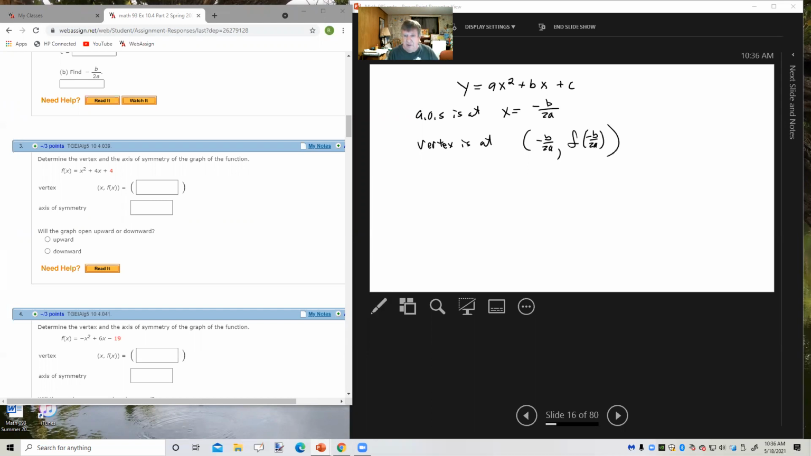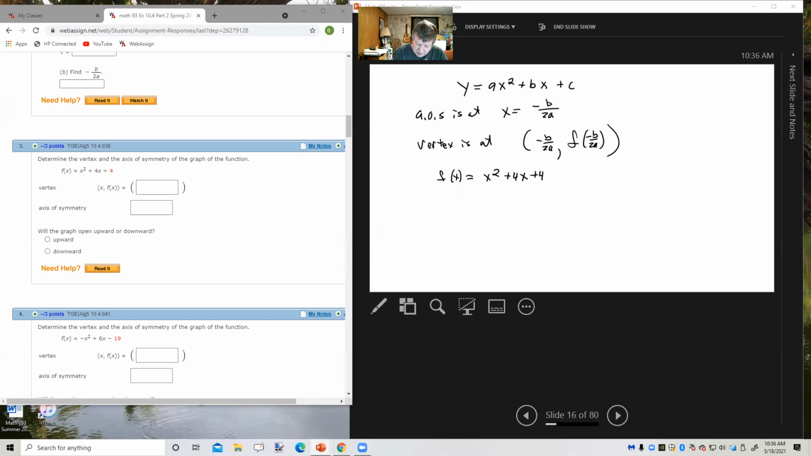Now, this may seem rather complicated. It's not. We'll take a look at it. All right. So let's take a look at problem number 3 over on the left side of the screen from WebAssign. Okay. It says f of x equals x squared plus 4x plus 4. All right. It asks us to find the vertex and the axis of symmetry. I'm actually going to find the axis of symmetry first.